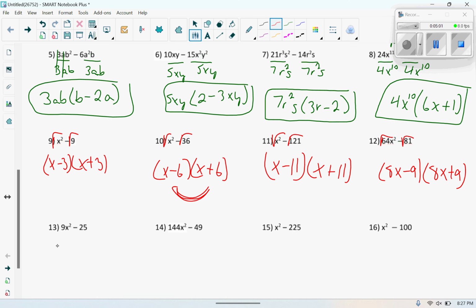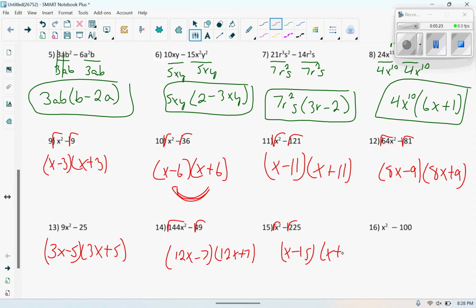So I have a 3x minus 5 and a 3x plus 5. Over here, same thing. I'm going to take the square root. So I have 12x minus 7 and 12x plus 7. The square root of 225 is 15. So I'm going to say x minus 15 and x plus 15. And then finally, number 16 is x minus 10 and x plus 10.